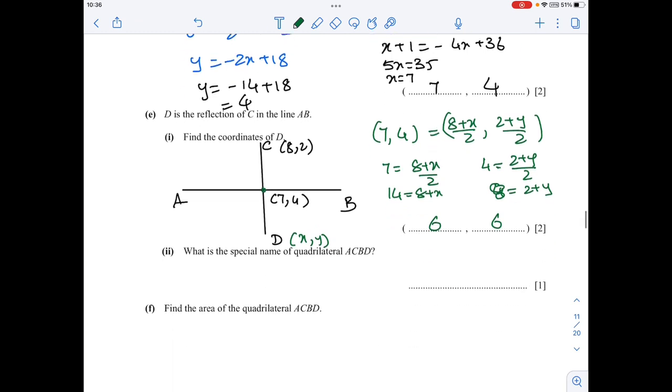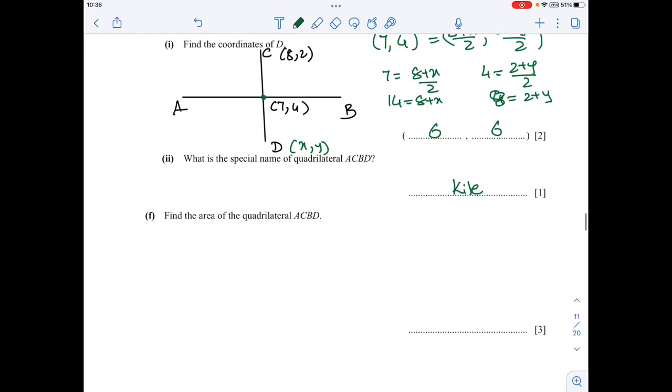What is the special name of the quadrilateral ABCD? So ABCD becomes a, what is this? Kite. Because the diagonals are perpendicular to each other, it becomes a kite. Find the area of the quadrilateral ABCD. So the area of quadrilateral ABCD has to be found.